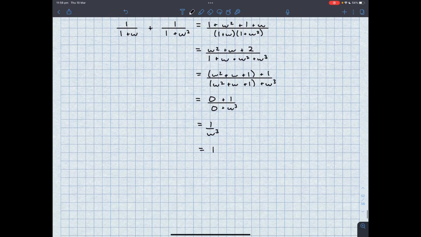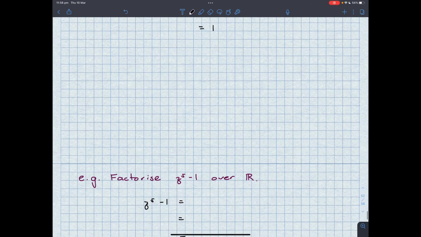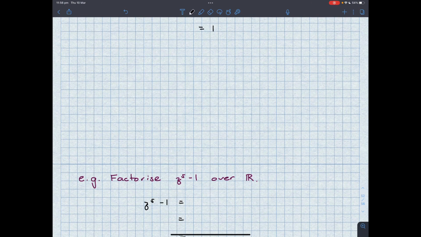Okay, the next one's pretty heavy on the algebra. So we're going to factorize z to the 5 minus 1 over real numbers. So all our linear factors have to involve only real numbers. There cannot be an i in there anywhere. So if I'm factorizing it, I'll start with z to the 5 minus 1 equals 0, which means z to the 5 equals 1. So we're looking for the fifth roots of unity.